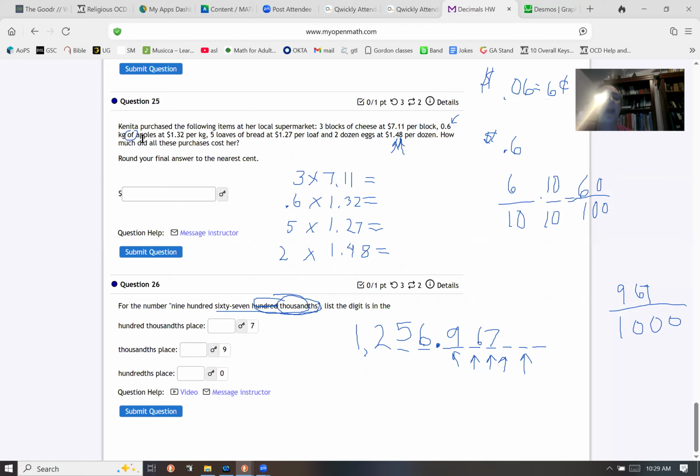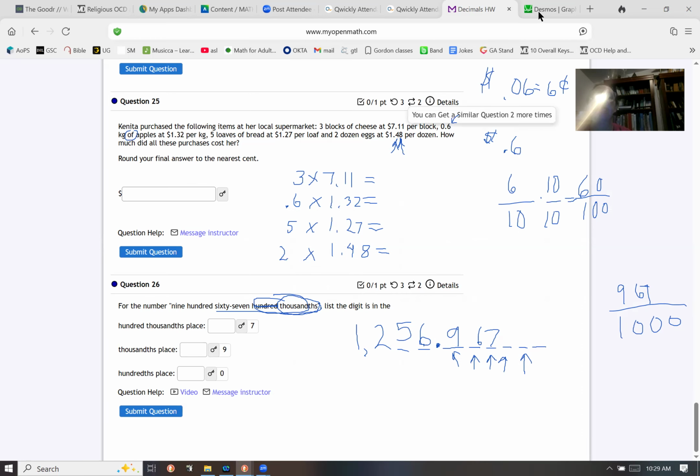0.6 kilograms of apples at $1.32 per kilogram. So we take 0.6 times $1.32, noticing that it has the word of here to indicate we should multiply. 5 loaves of bread at $1.27 per loaf. So 5 times $1.27. And 2 dozen eggs at $1.48 per dozen. So we'd take 2 times $1.48. And then we're going to add up the cost of all those items.